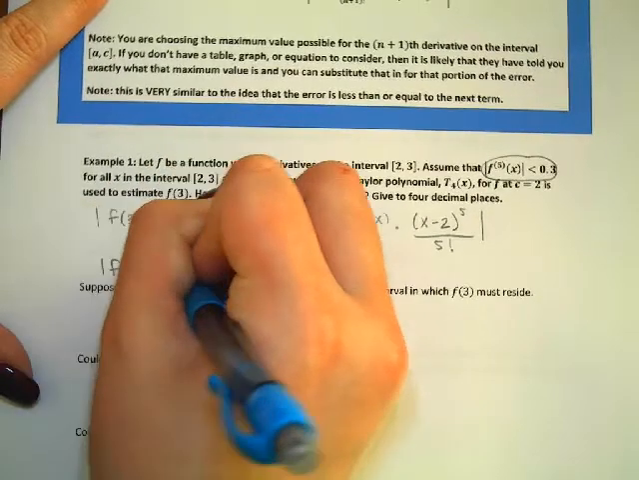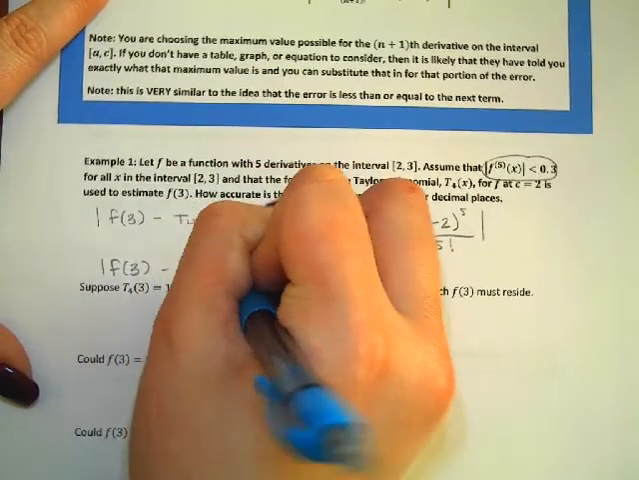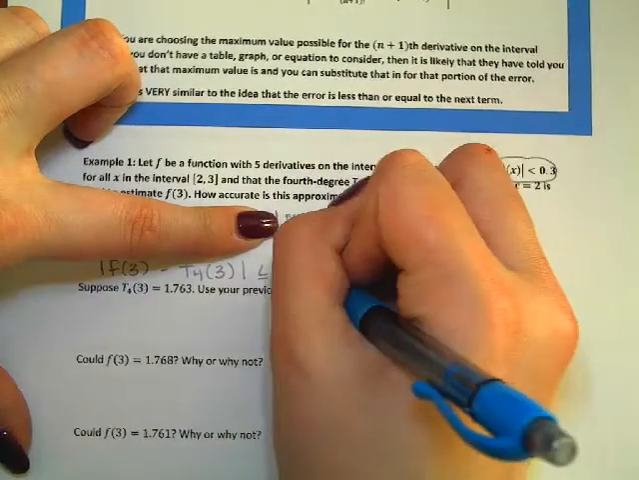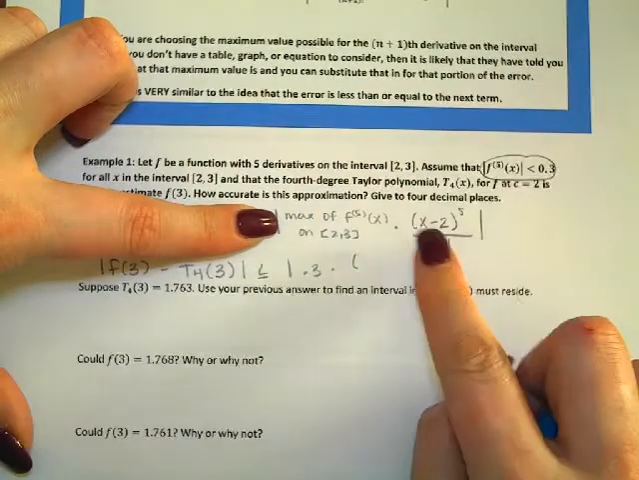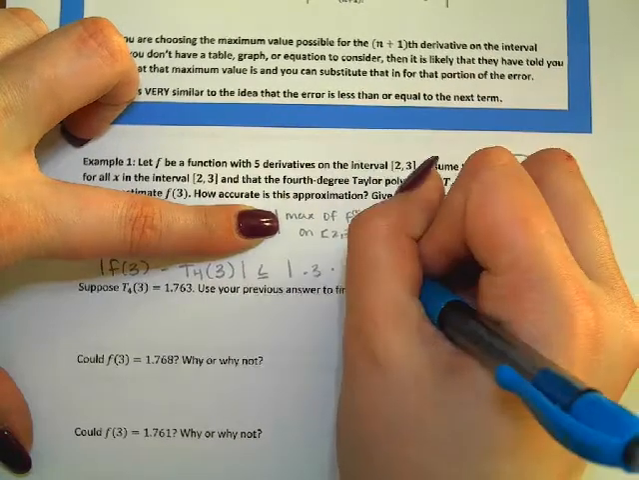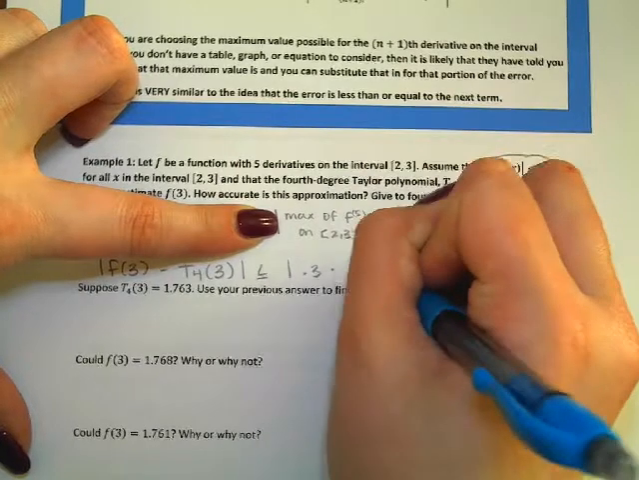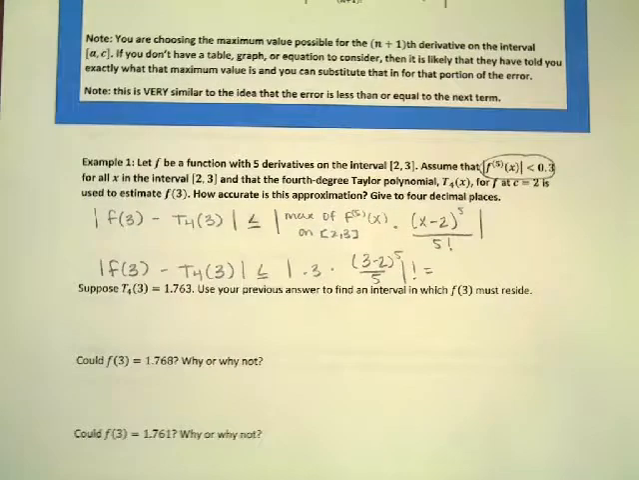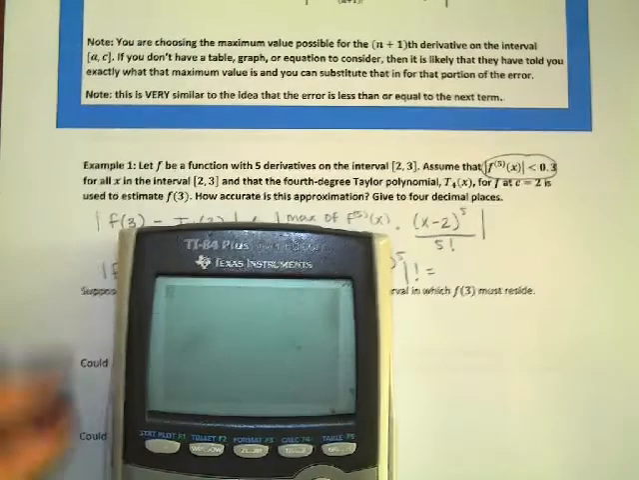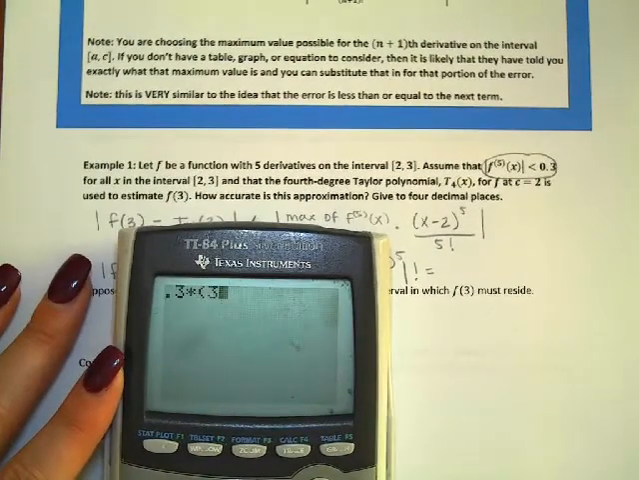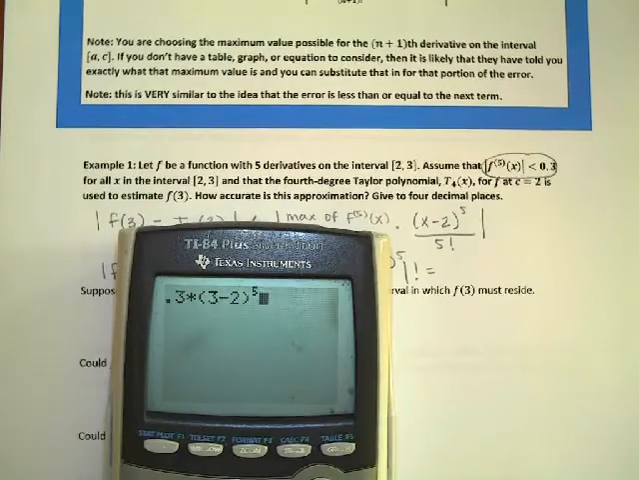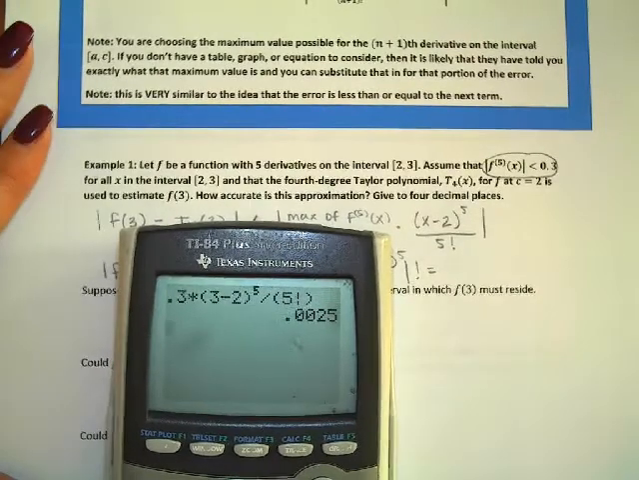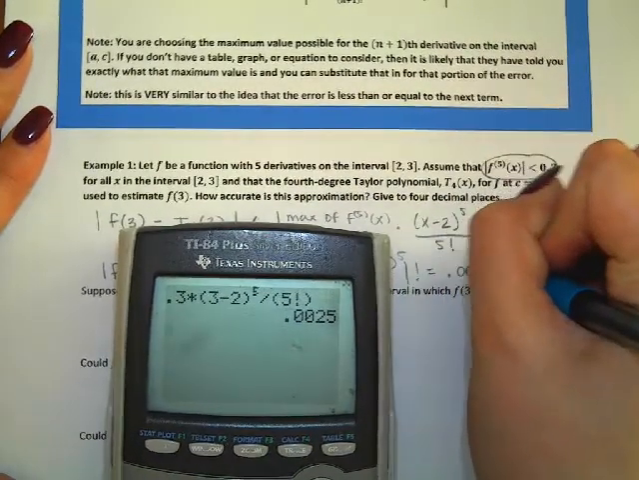So the amount of error that we have is, and then they gave us the number to use, 0.3 times, and then I'll go ahead and plug the number in for x. 3 minus 2 to the fifth over 5 factorial, which is 0.0025.